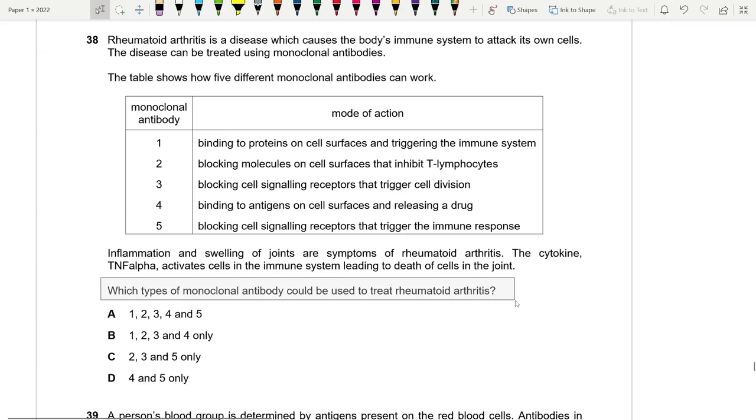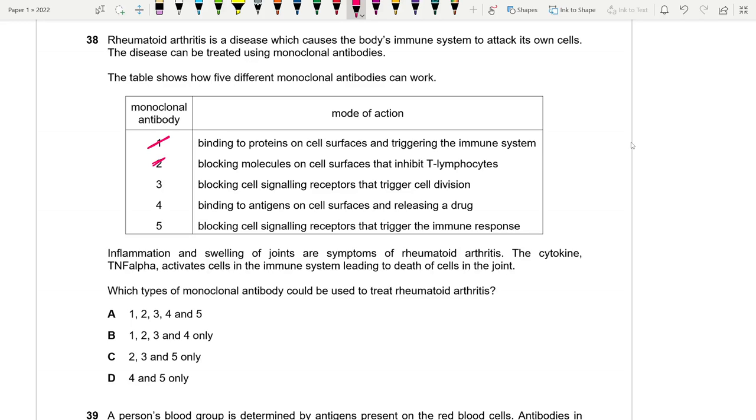Which types of mAbs could be used to treat rheumatoid arthritis? Let's see. Binding to proteins on the cell surface and triggering the immune system. This would actually make it worse. Blocking molecules on the cell surface that inhibit T lymphocytes, this will also make it worse. The problem is the immune system, cells of the immune system, right? They're the problem.